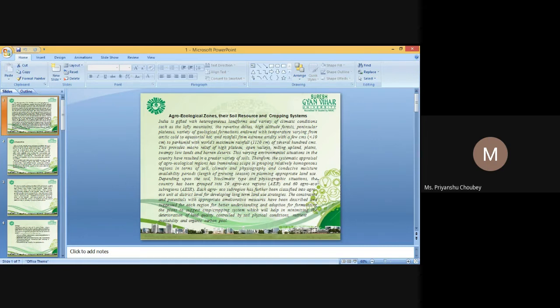to suggest a crop and cropping system which will help in minimizing the deterioration of land quality controlled by soil physical condition and nutrient availability of organic carbon.